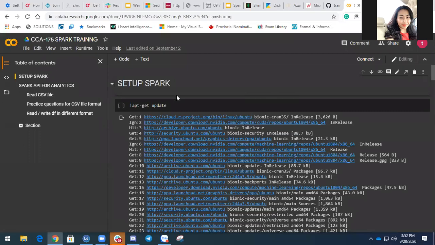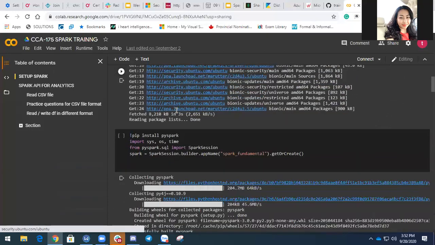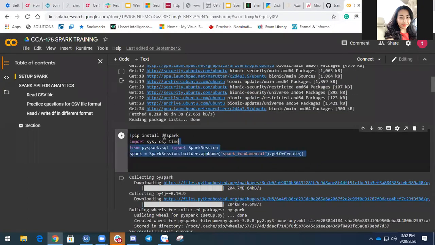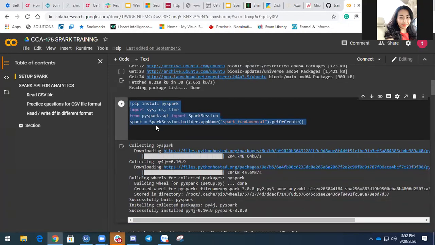Okay, so to set up Spark, you always need to get all the app updates to the latest. This is very important. I fixed it in the other notebook as well. If you participated in my other sessions, you will see that back in the beginning of this year, I was writing a really long code to set up Spark to work here on the Colab, right?